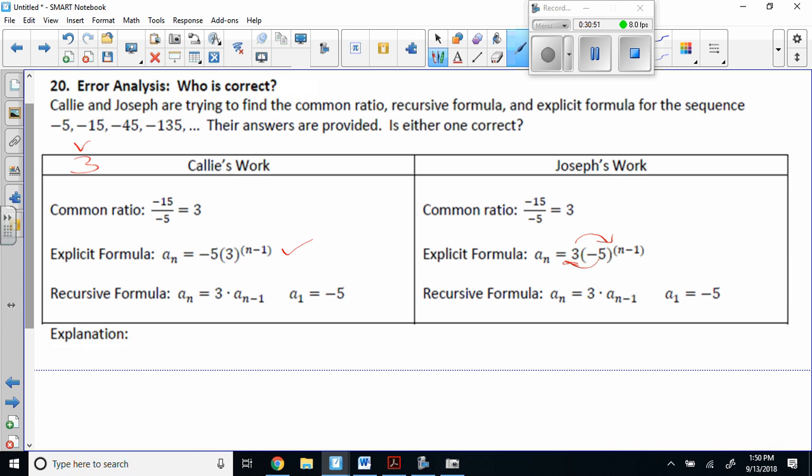Okay, let's look at the recursive. Is Callie's correct? Yes, it sure is, right? Look, she put the 3 times a sub n minus 1. Is that okay to do that? Does it change anything? 1 times 2 is the same as 2 times 1, is it not? Okay, good. What about this one? So Joseph just flipped those, did he not? Is that a common mistake that you've made? Yeah. How about that? Coincidence? I don't think so.